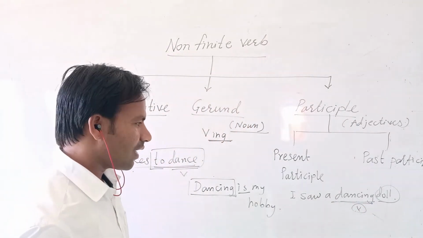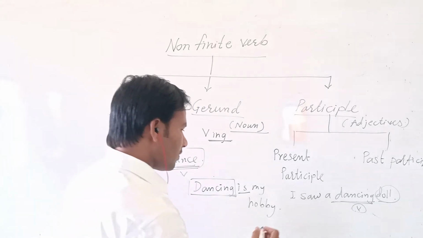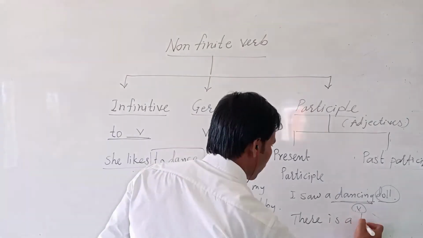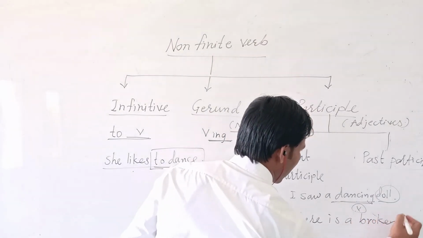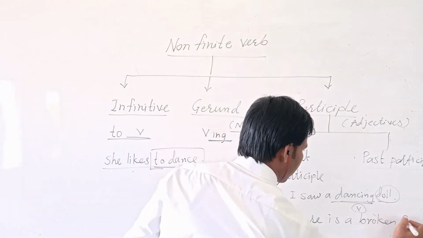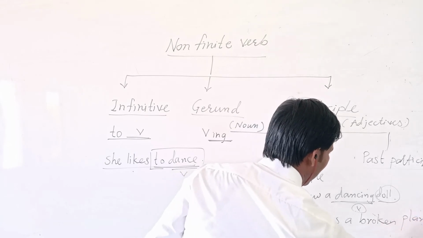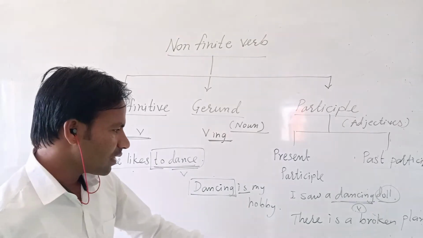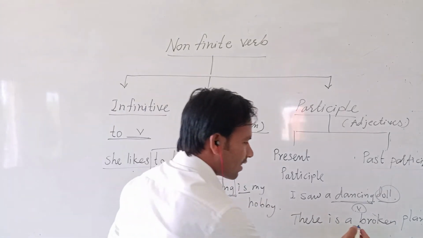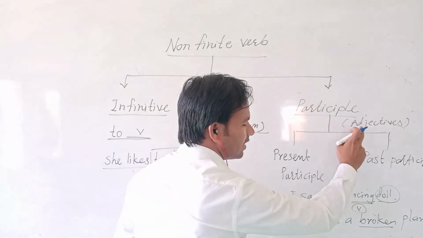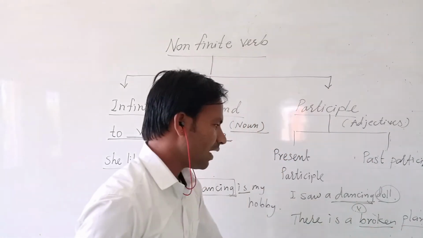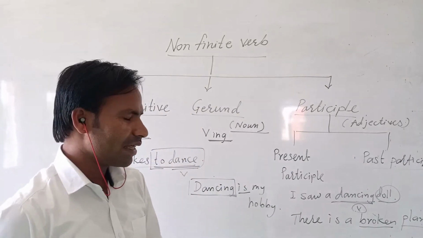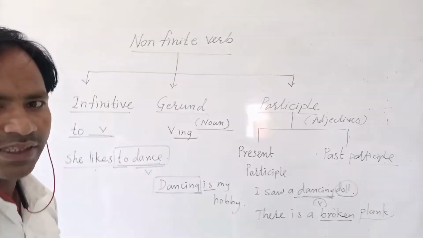Now past participle, I'll give you an example. There is a broken plank. How is the plank? The plank is broken. It means this acts as the adjective. Plank is a noun and broken is describing the following noun. That's why this acts as an adjective.